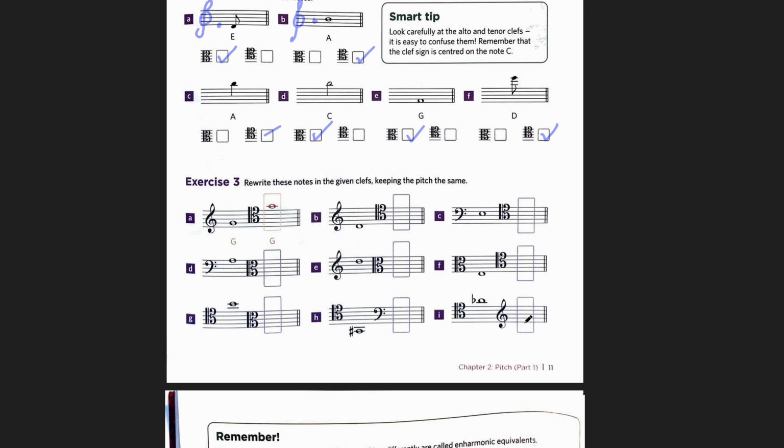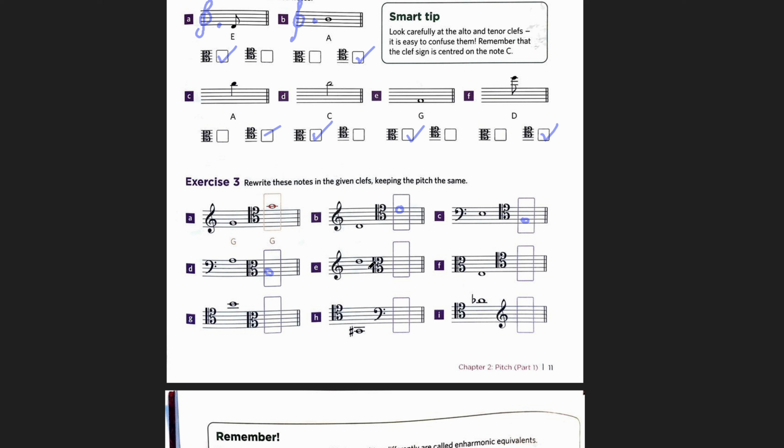Okay. Rewrite these notes in the given clefs, keeping the pitch the same. So this is a middle D. So counting from middle C, that would be here. This is a low E. So C, A, F, E. We can't write E here because that won't sound the same. It will be one octave lower. So this is a low A. So C, A.